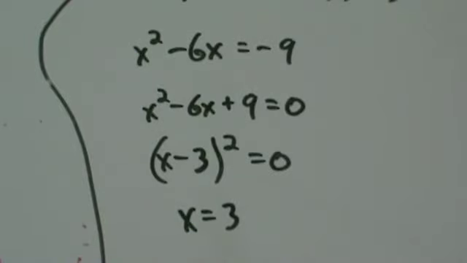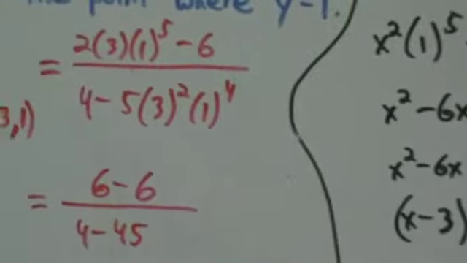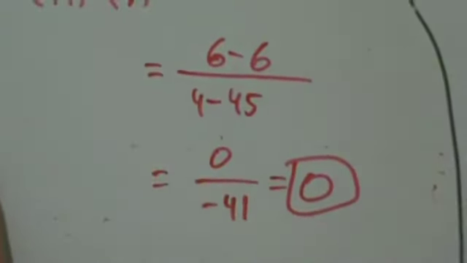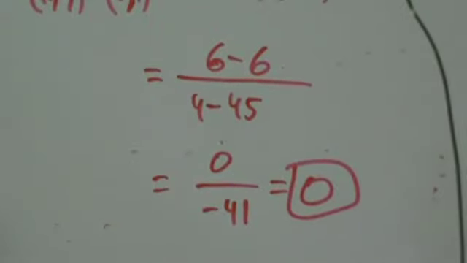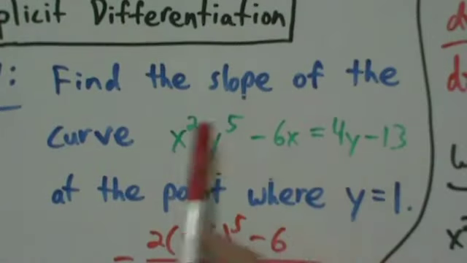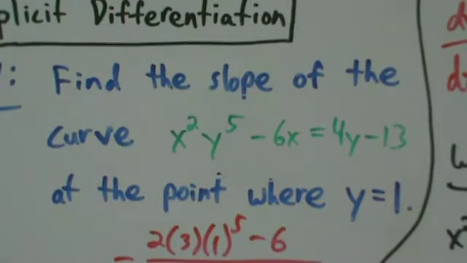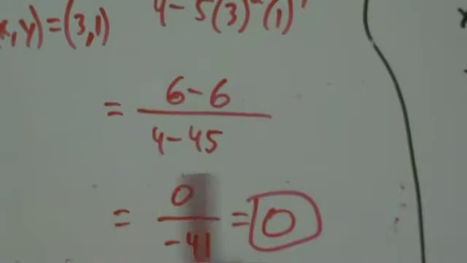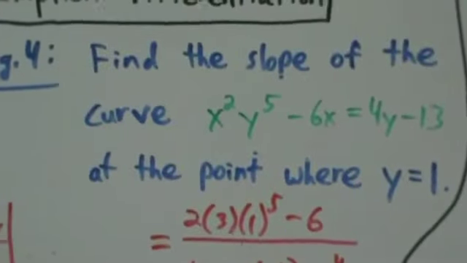So we know we're finding the slope of the curve when x is 3 and y is 1, and then we plug those values into the derivative here, and we simplified and we got 0. So the slope of the curve, remember, is the slope of the tangent line. If you were to actually graph this curve, and graph the tangent line at the point (3, 1), it would have slope 0, which means it would be a horizontal flat line. So that's kind of what that means there. And that's example 4.